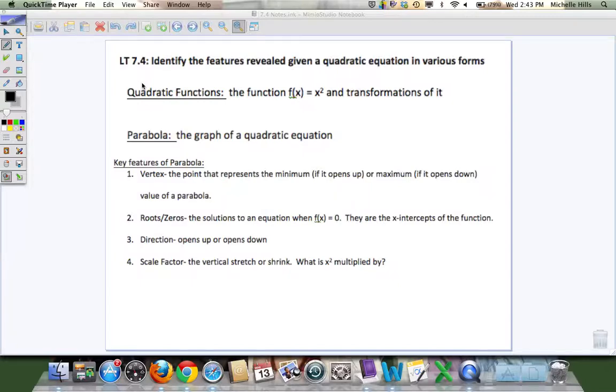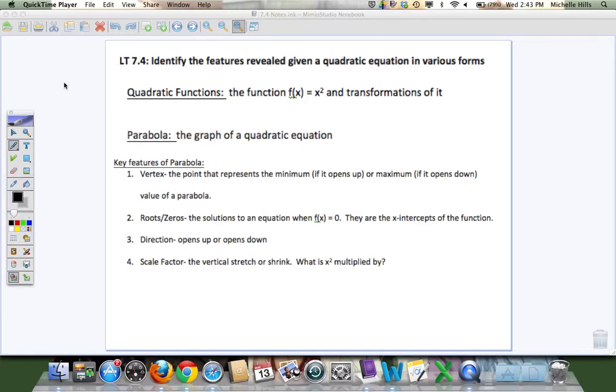7.4, you're not being asked to solve anything. But based on the work that you did with transformations as we were preparing for the second half of the unit, what you are being asked to do is to look at an equation and tell everything you can. And the equation is in different forms at times.